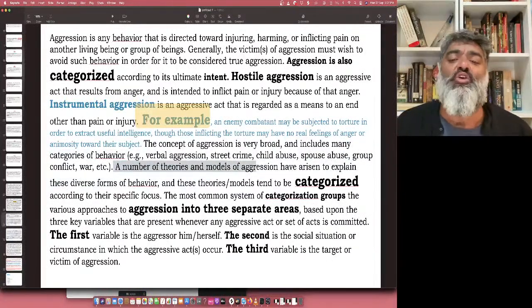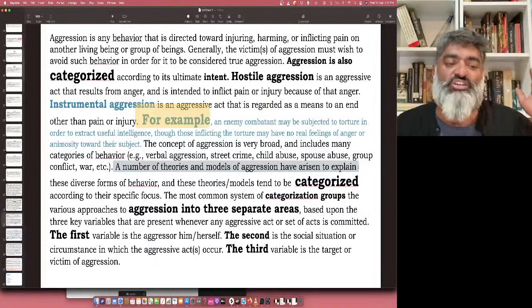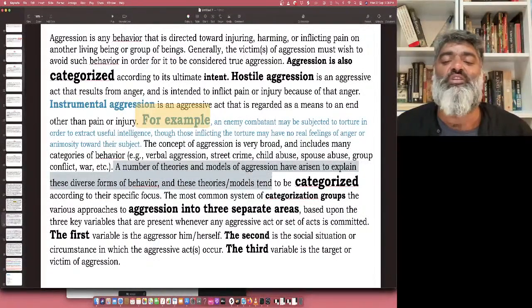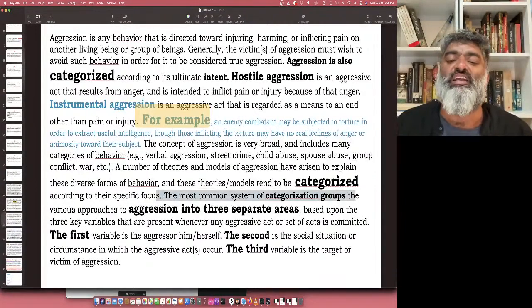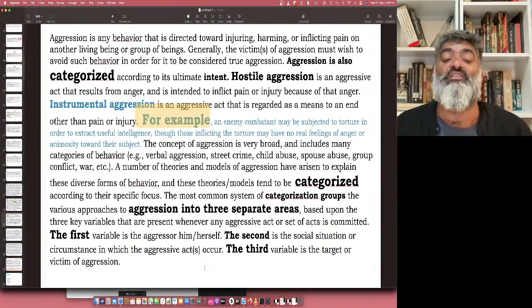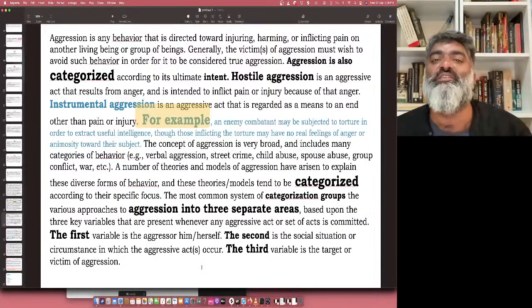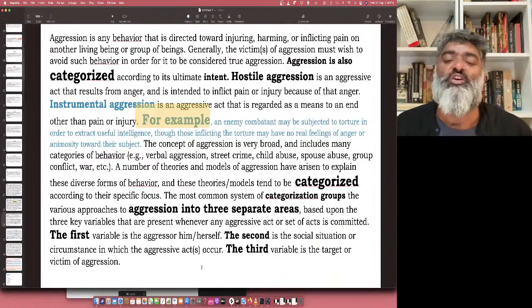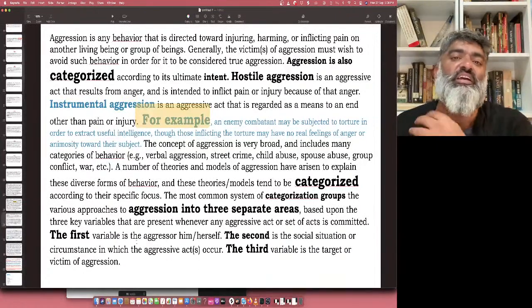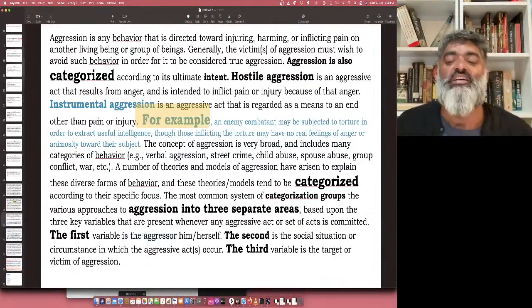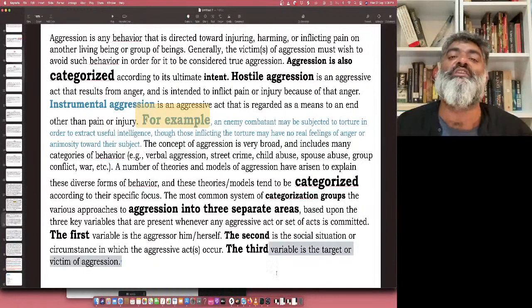A number of theories and models of aggression have arisen. So there are lots of models, but there is no specific information. That's why I can go faster, right? These diverse forms of behavior, and these models tend to be categorized according to their specific focus. The most common system of categorization is three areas, the first, the second, the third, which I had already read in my preview, right? Because the first, second, third is so easy to spot and just quickly read. So I know we are talking about aggression, and the three key areas of focus of study are the aggressor, the social situation, and who is the victim.